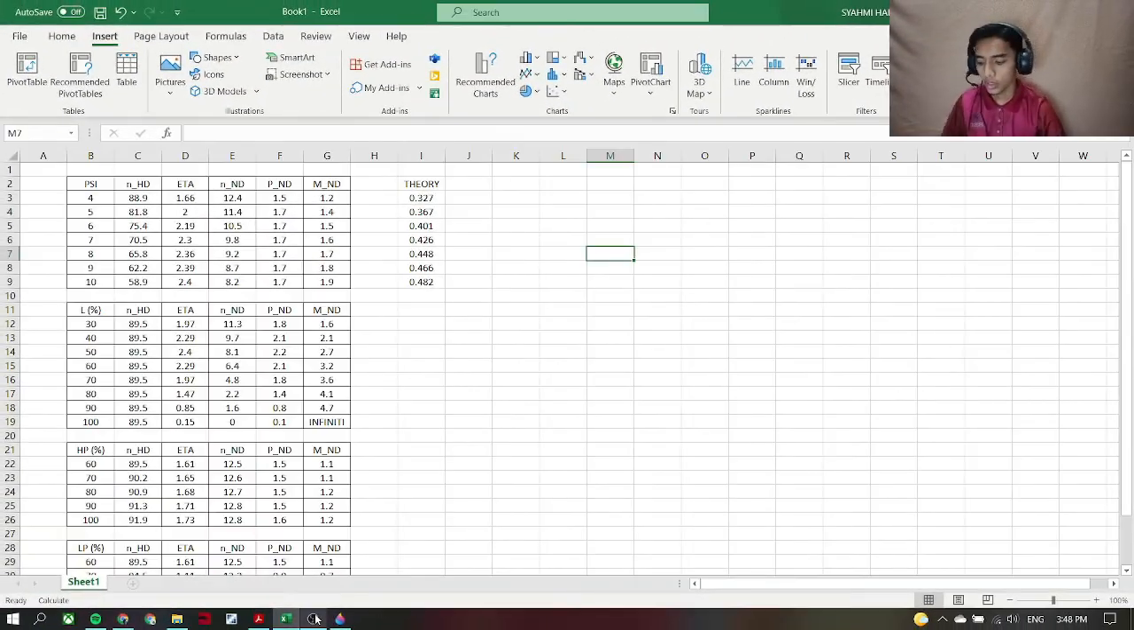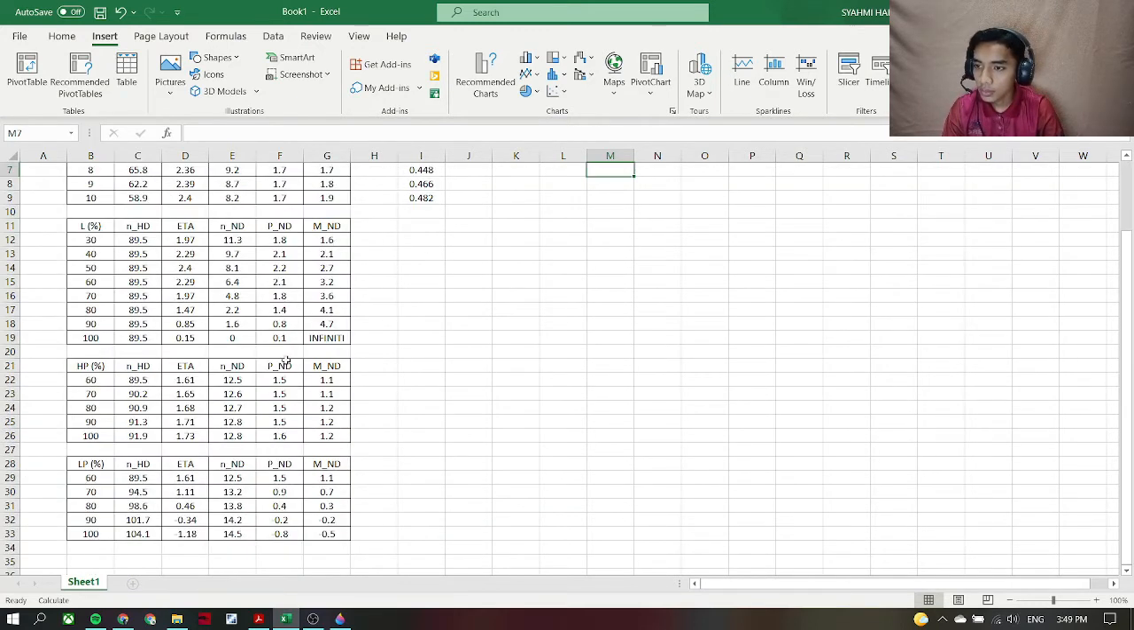Now I will go to the result. So for the discussion, we will need 4 graphs in the experiment. So first is the thermal efficiency versus pressure ratio, and next is the power generated versus percentage of load, and the third is the thermal efficiency versus HP efficiency, and the fourth is the thermal efficiency versus low pressure efficiency.